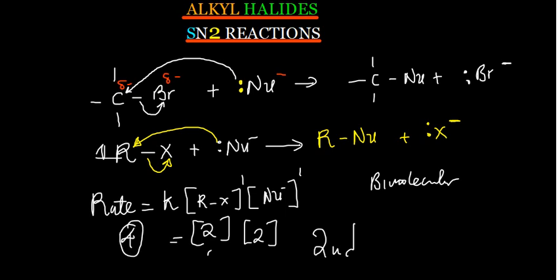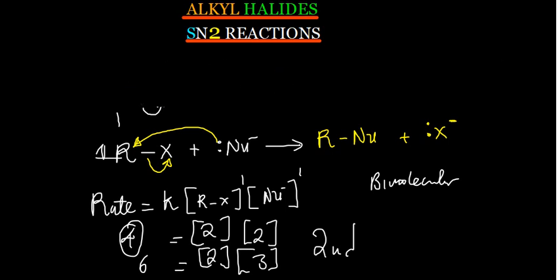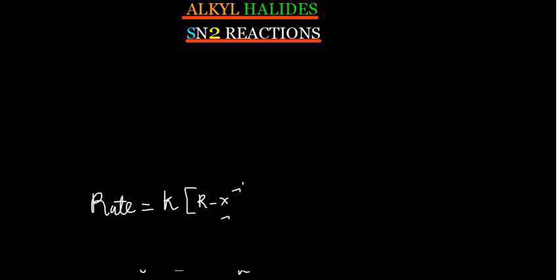If I double the concentration of the alkyl halide and then I triple the concentration of the nucleophile, then the rate is going to increase by a factor of 6. So this is about SN2 reactions. Let's look at them in a bit of detail. We can look at the reaction mechanism of an SN2 reaction. A mechanism is simply a series of steps that happen for that reaction to be complete.